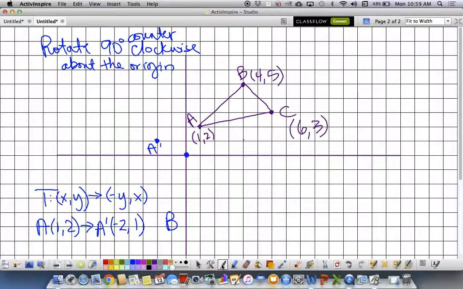Okay, what is B? 4, 5. It's going to rotate to be where? Negative 5, 4. So you're going back 5, 4. C, which is 6, 3, will map to negative 3, 6.